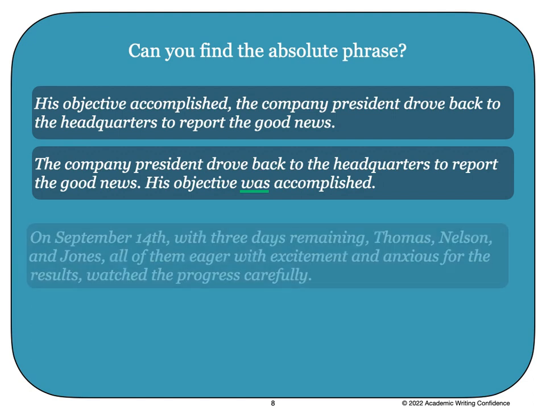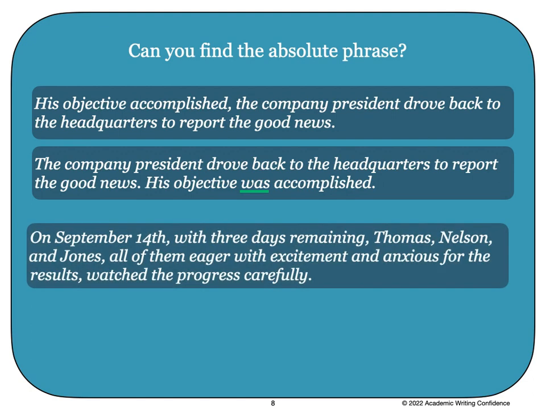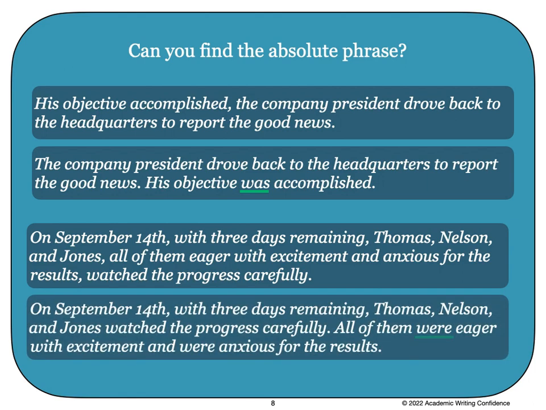Try this sentence. On September 14th, with 3 days remaining, Thomas, Nelson, and Jones, all of them eager with excitement and anxious for the results, watched the progress carefully. Again, you should be able to see that we could write the second part of this sentence in this way. On September 14th, with 3 days remaining, Thomas, Nelson, and Jones watched the progress carefully. All of them were eager with excitement and were anxious for the results.